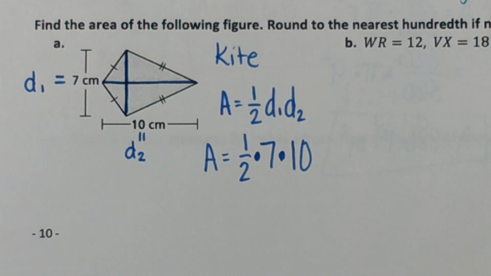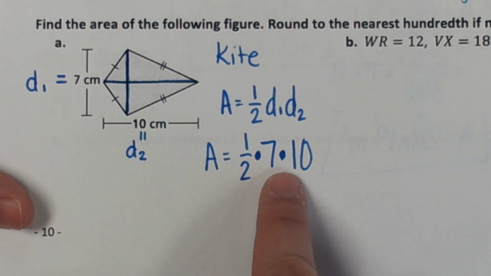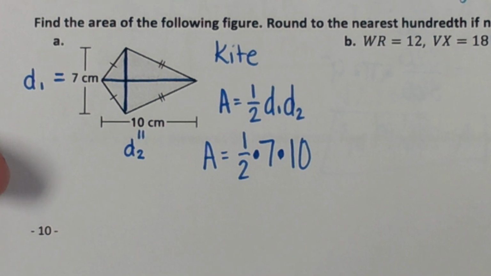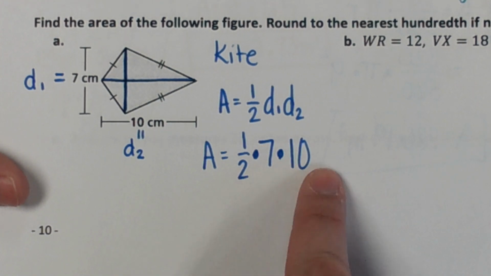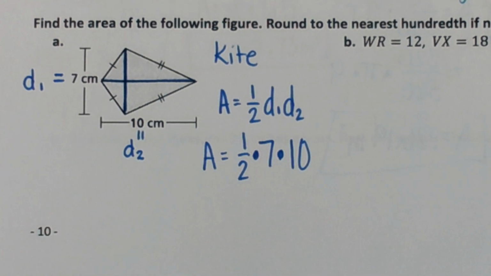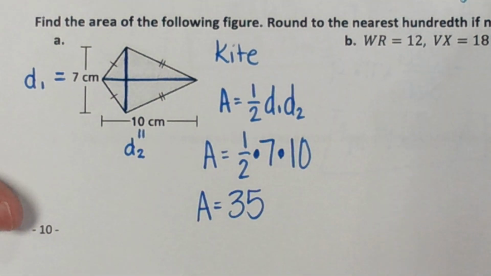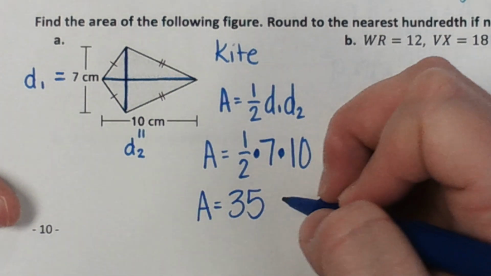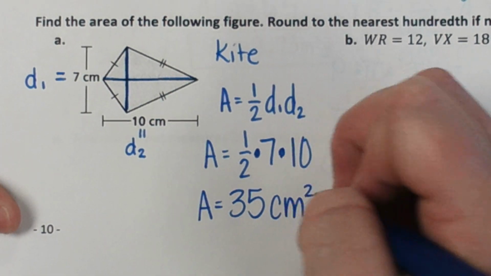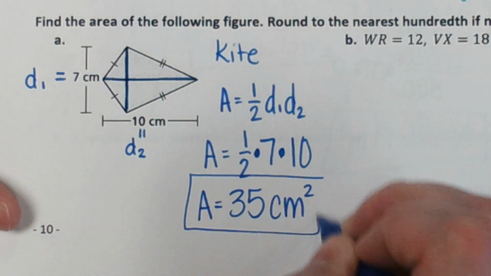How do I put that in a calculator? 1 divided by 2 times 7 times 10, or 0.5 times 7 times 10. What do we get? 35. What units? Centimeters squared. Remember, it's an area, so it's centimeters squared. Done.